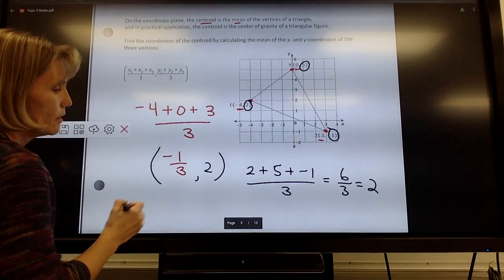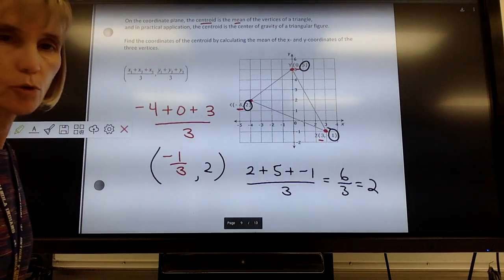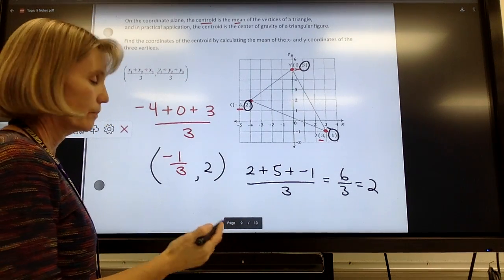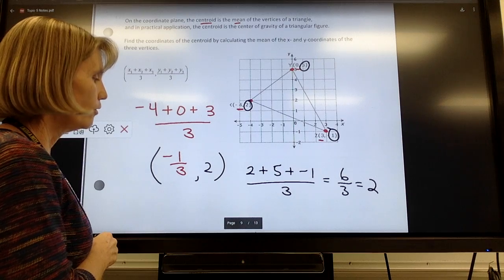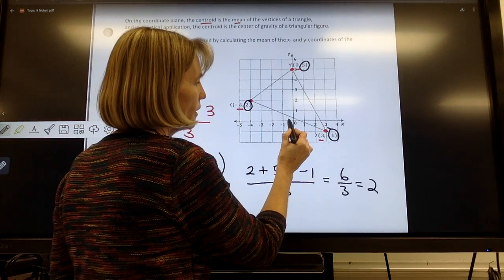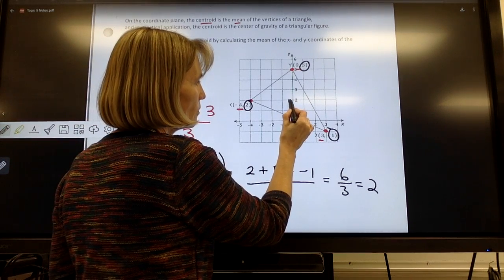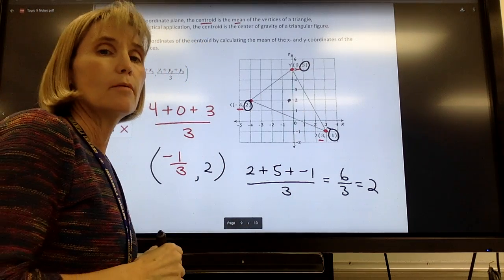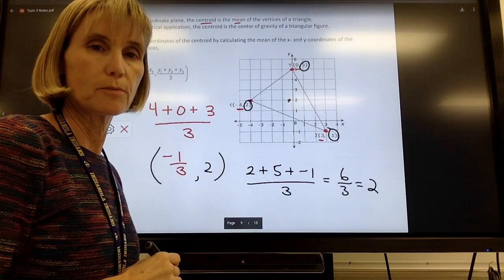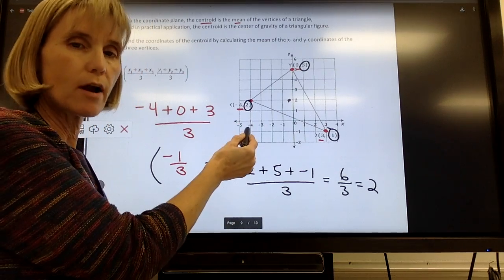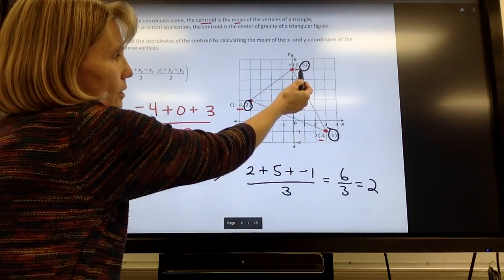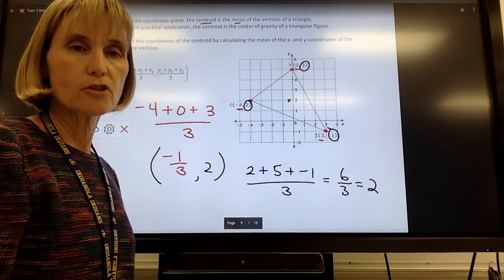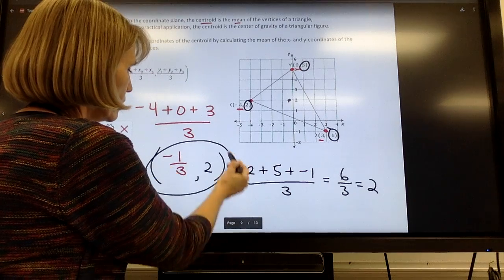So my centroid, where those medians are going to meet in the middle, is going to be located at -1/3, 2. If I go over -1/3 and I go up to 2, it's approximately right there, which looks like a pretty good middle point for me. Okay, I think that's pretty accurate. But when you're given the graph and you have the ordered pairs to work with, you average the x values and then you average the y values, and your answer is an ordered pair.